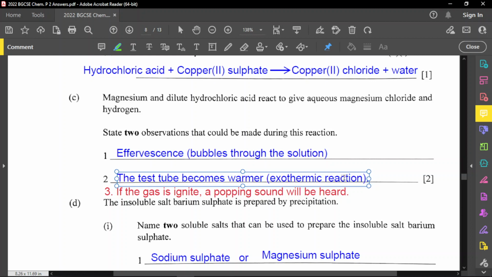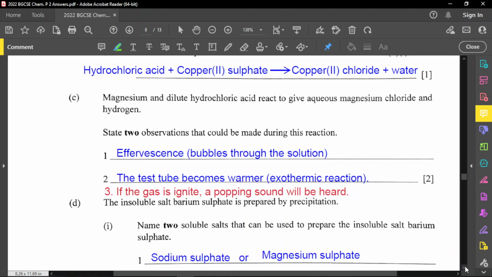It could be a beaker as well or a conical flask, depending on what you're using, but yes, it'll become warmer. Another observation that you can make, which now you have to do something to make, is if you ignite the gas, you're going to get a popping sound. The reason why is that when you react magnesium with hydrochloric acid, you get hydrogen gas, and hydrogen can be tested using a glowing splint, and it will give a popping sound.